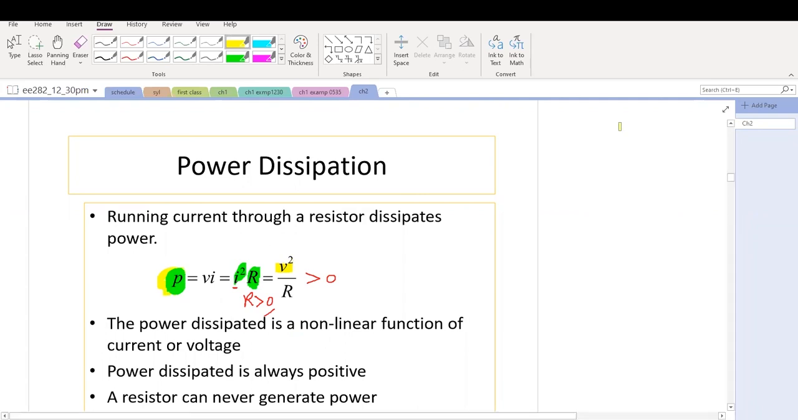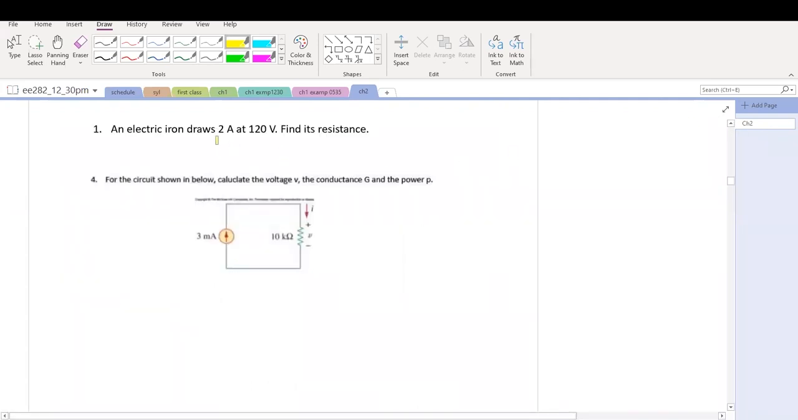So that's the power. A simple example here: an electric iron draws 2 A at 120 volts, find the resistance. So we see R equals V divided by I, that equals 120 volts divided by 2 A, that equals 60 ohms, right? That's this question.